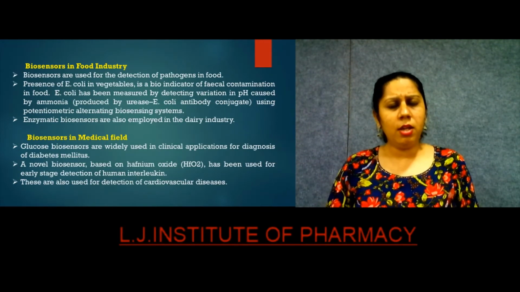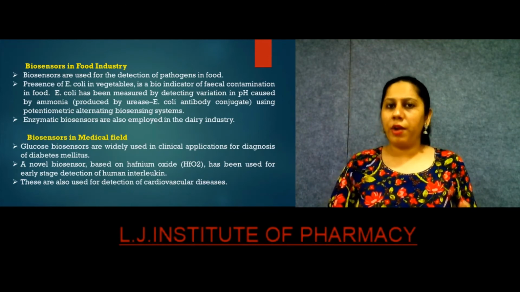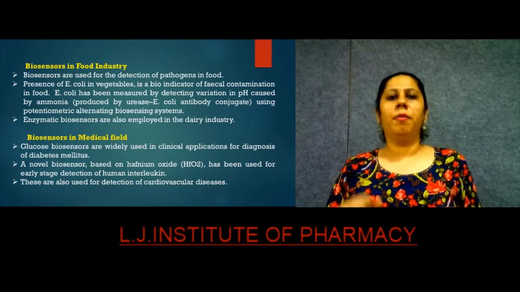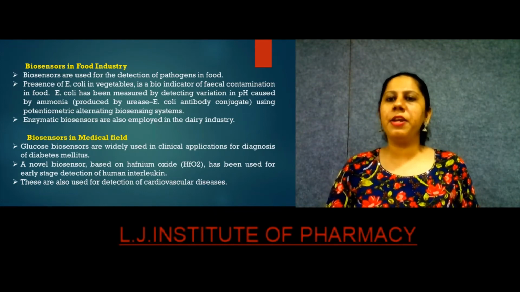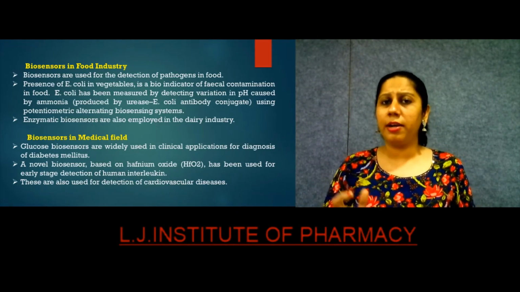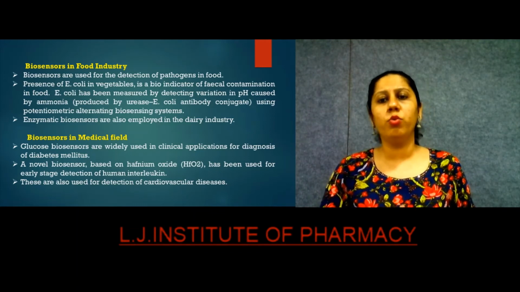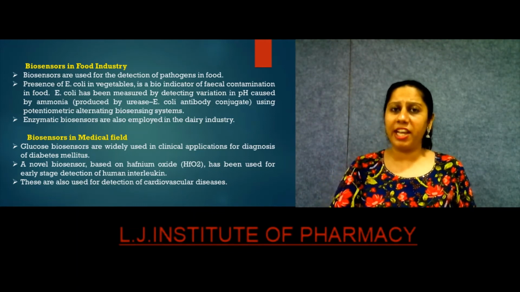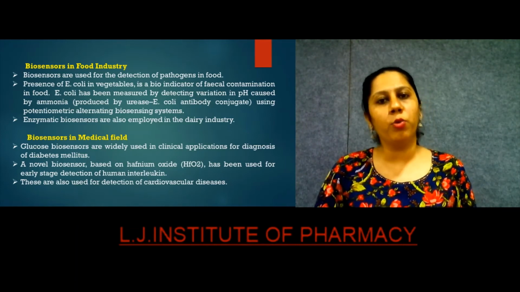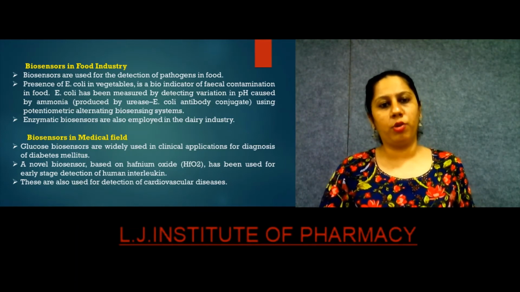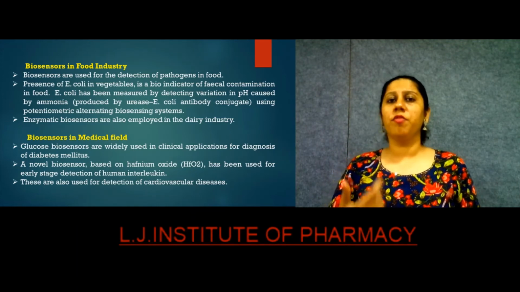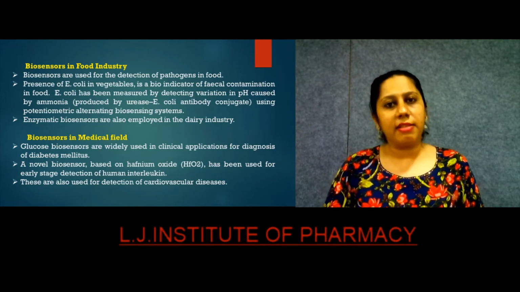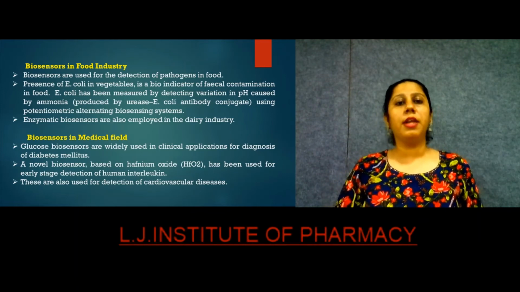Deterioration by E. coli is a major problem with food products. E. coli contamination can be detected in food with the use of urease, by detecting the pH change caused by ammonia produced by the urease E. coli antibody conjugate, which is a very good application. We can easily know whether the food is contaminated with E. coli or not. The enzymatic biosensor is also employed in the dairy industry.